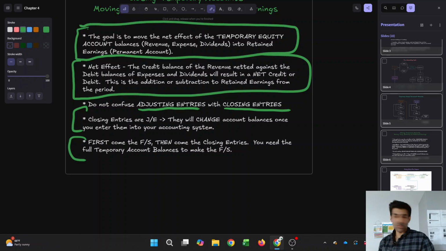So do adjusting entries change account balances? Adjusting entries do and closing entries do. They both do. But an adjusting entry, remember, is like if you have salaries payable, or if you have interest that you're accruing. It's for actual economic realities of your business. The closing entries are just moving the balances around. Yes, both change.